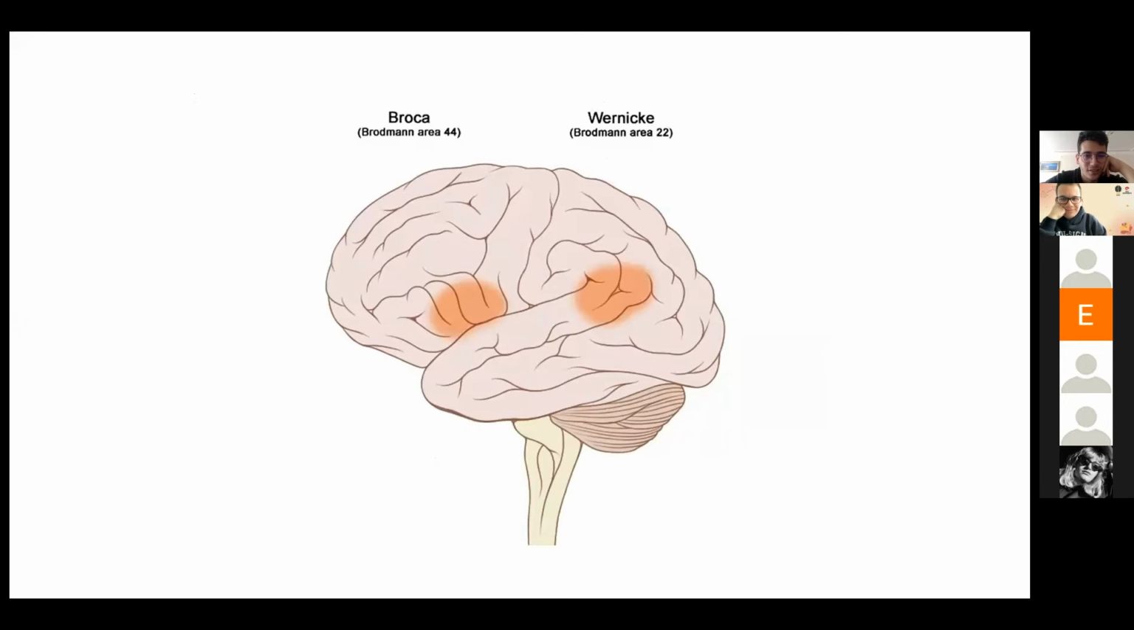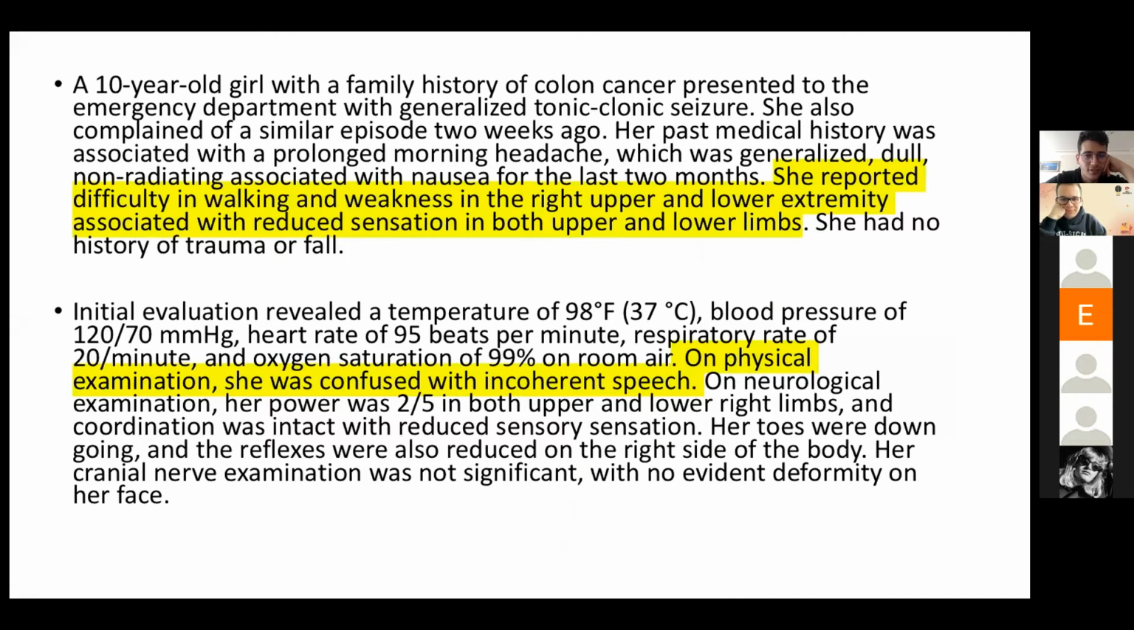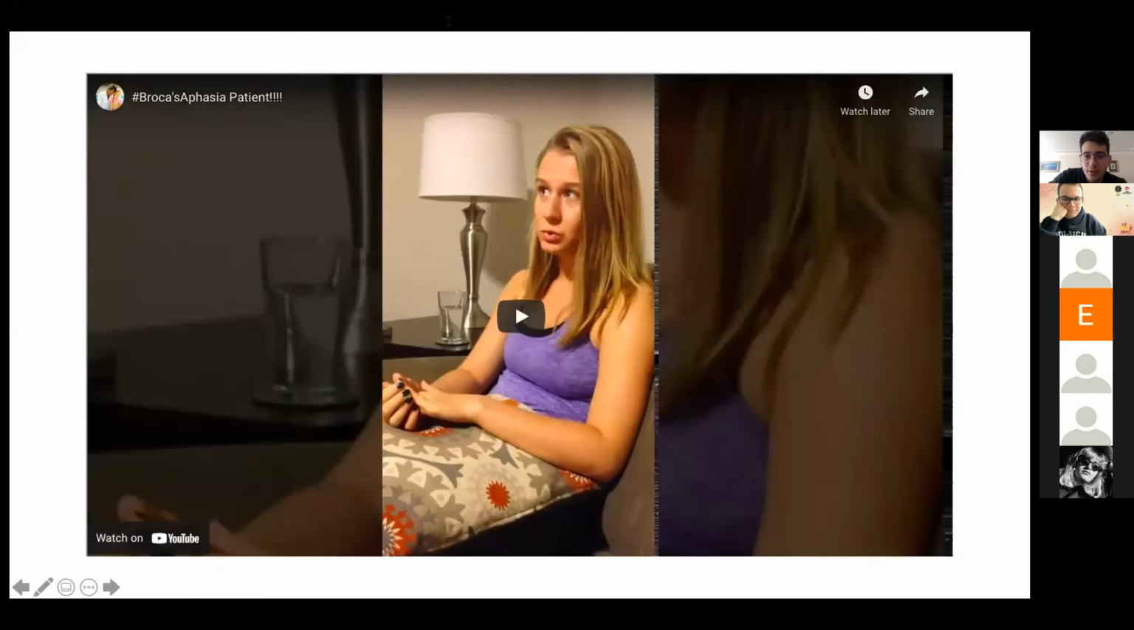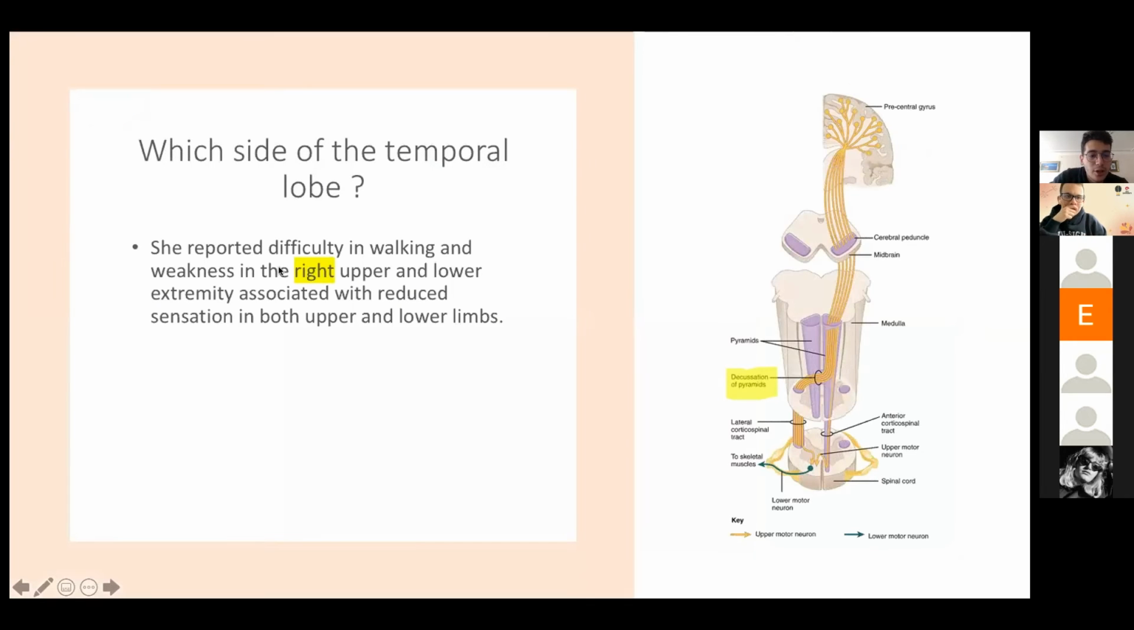And I think in the video, he had no problem using his right hand. The patient reports difficulty in walking and weakness in the right upper and lower extremity. Okay, it's left, you are right. The language center suggestion is great. Wernicke is on the left side. And another clue was difficulty in walking and weakness in the right upper and lower extremity.